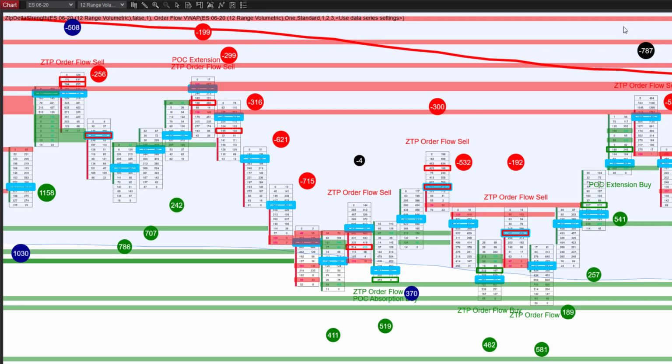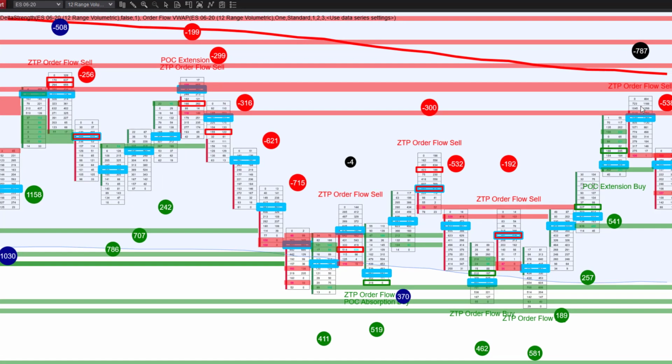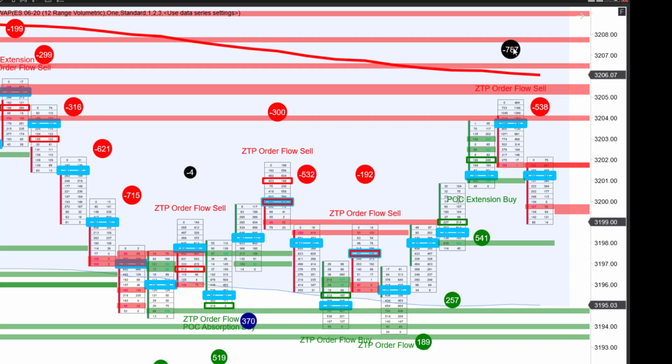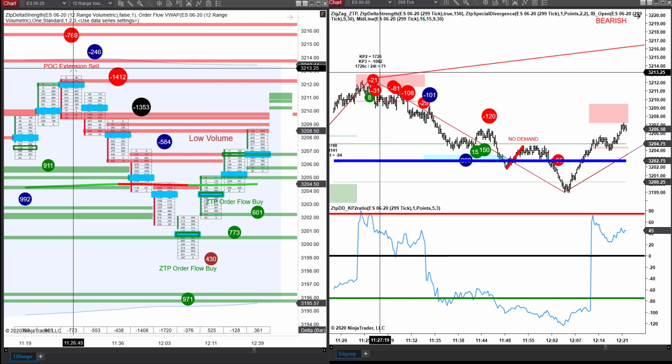And something that I like to note here is when we're getting this ZTP order flow, the color of the delta strength indicator is black. And just like the color and the warning that you saw on low volume, the color here means something. So when it is black, black is indicating that the volume is 175% of normal.